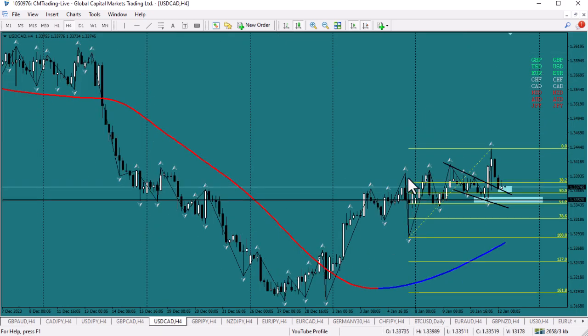US CAD, busy retesting. We got the Fibonacci level, the 50 to 61% level here.